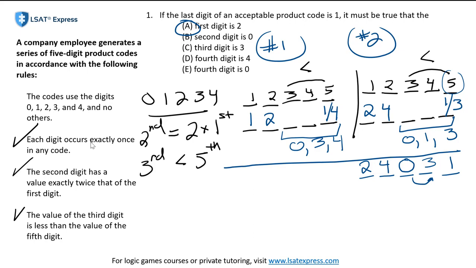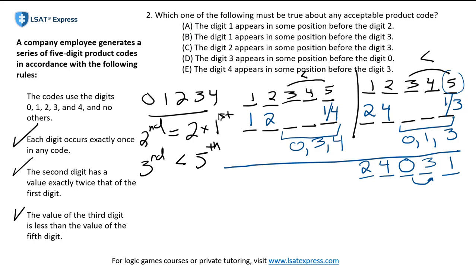Okay, how about question 2? You'll see that now that we've drawn out our diagram, this one is going to be really easy. Just pause for a second, take a look at the answer choices. Answer C, the digit 2 appears sometime before the digit 3, somewhere to the left of the digit 3.